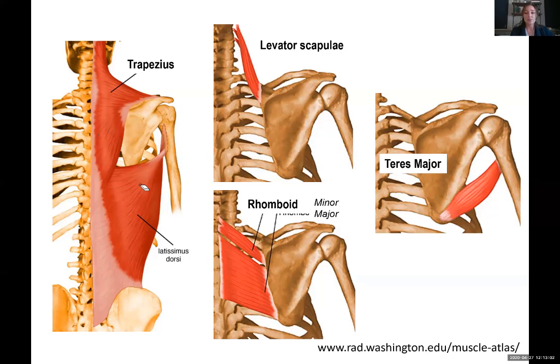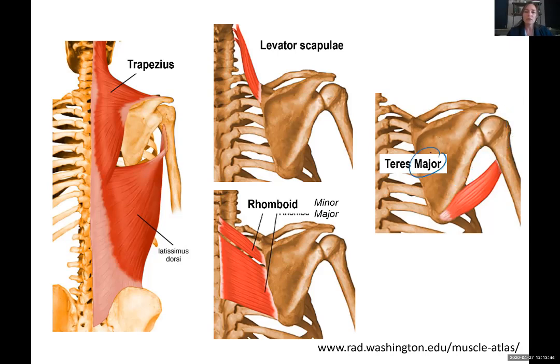These pictures are again coming from the radiology department at the University of Washington up there in Seattle. They have really nice pictures that isolate these muscles. You can see the levator scapulae, the rhomboids, and teres major. I think the rotator cuff is next, but teres minor is right up here. Remember, all the rotator cuff muscles attach around the head of the humerus, and they really just hold that head right there in the socket. So they're primarily for stabilization.